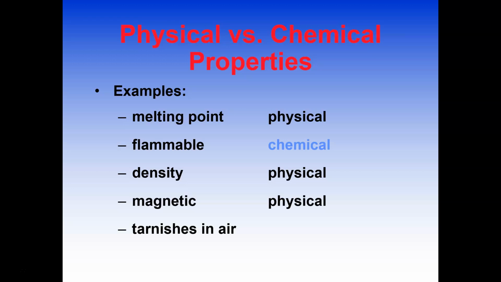And tarnishes in the air. So tarnish is a lot like rust. And what category did I say rust was under? A chemical property.